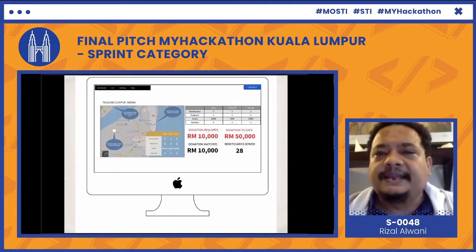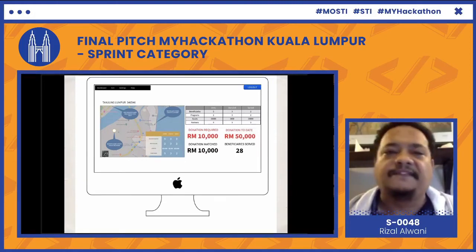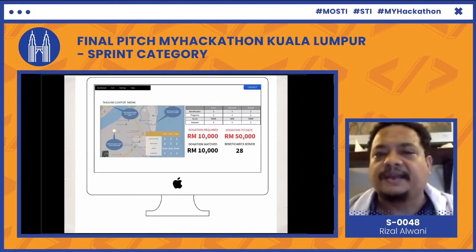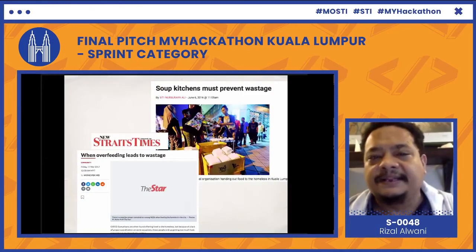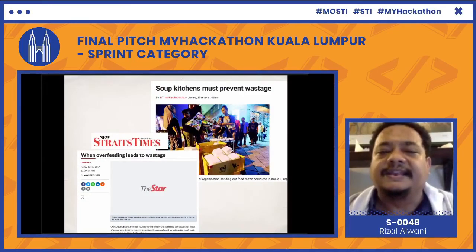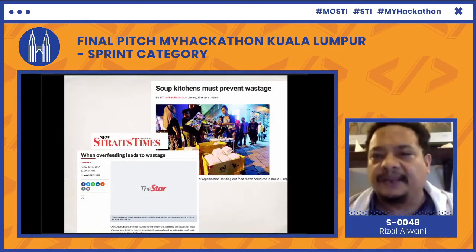So this is the MVP, our dashboard. You can monitor the neighborhood, and you can look at the supply and demand, what programs are there, who the beneficiaries are, where the beneficiaries are, and what they require. So this is to avoid the wastage that's happening. If you look at Dataran Merdeka, there's overfeeding that leads to wastage. This happens a lot when we do charity programs.